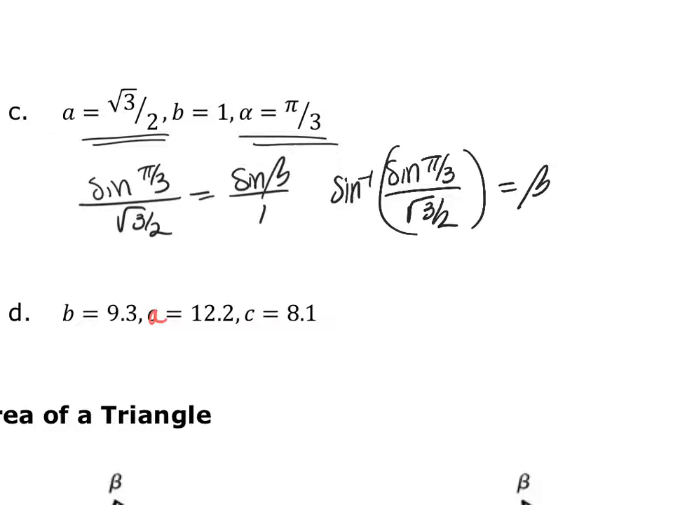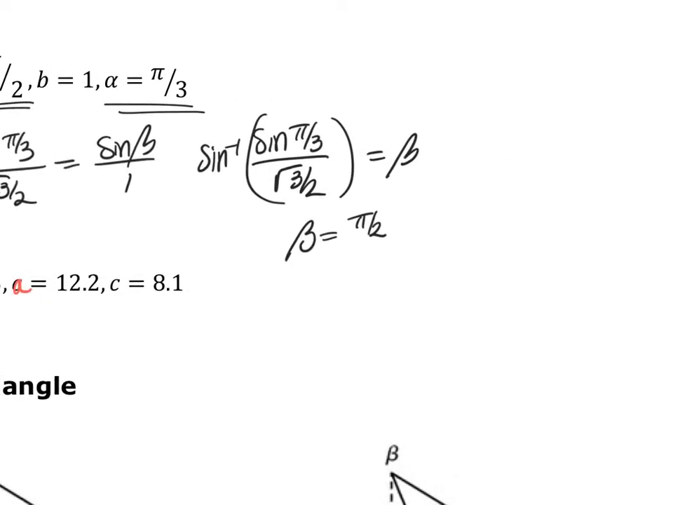Did you all get beta being 90 degrees or pi over 2? So beta is 90 degrees or pi over 2. That means my missing angle, gamma, must be what if I did 90 degrees? So I have 30 degrees or pi over 6. That means my missing side, which is C, must be 1/2. 30, 60, 90 triangle. How was that?